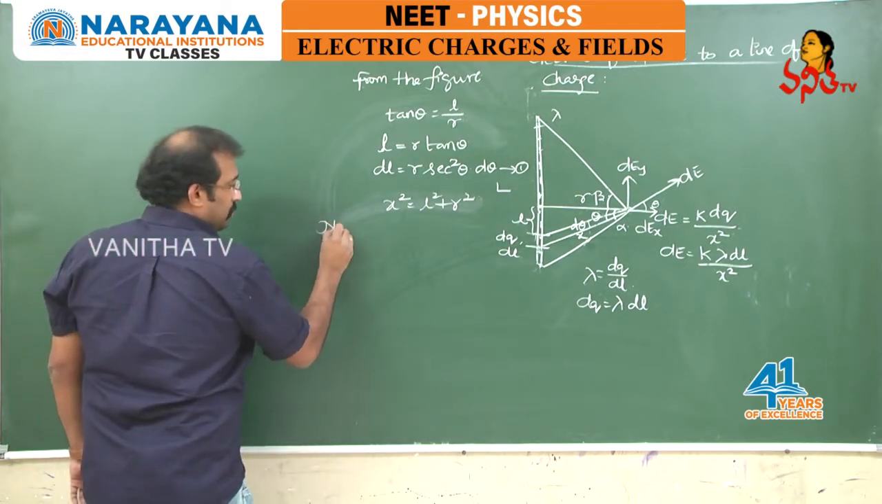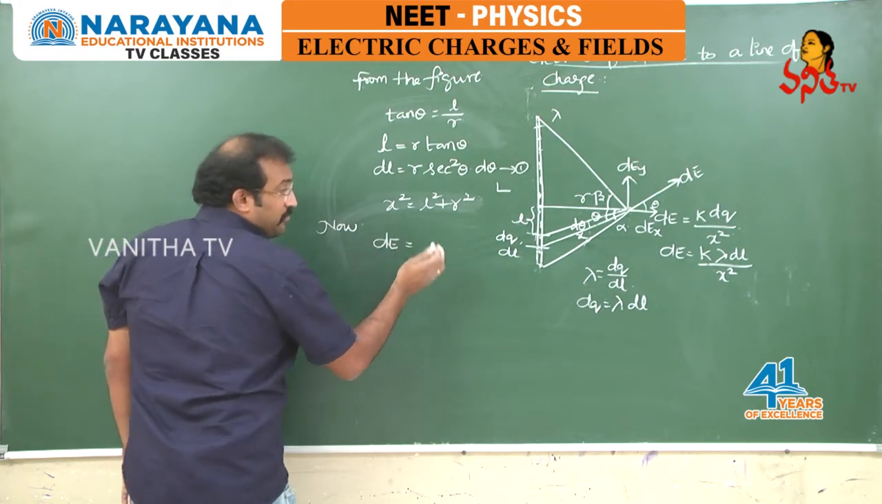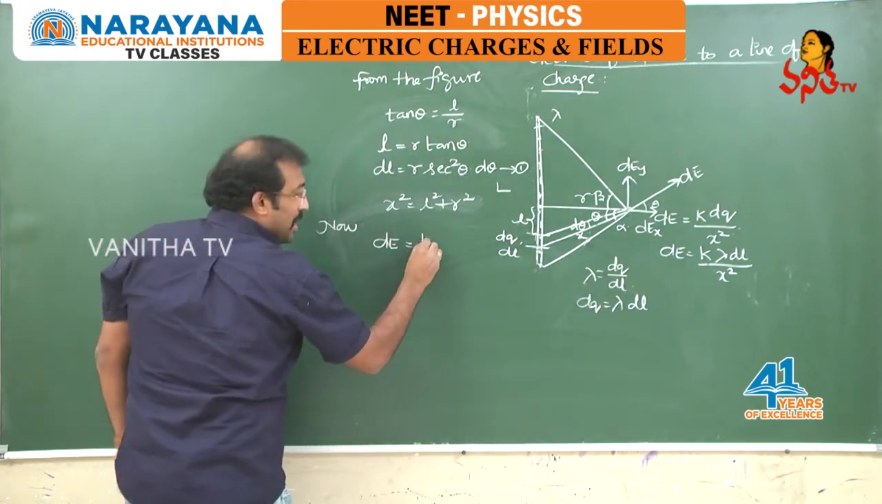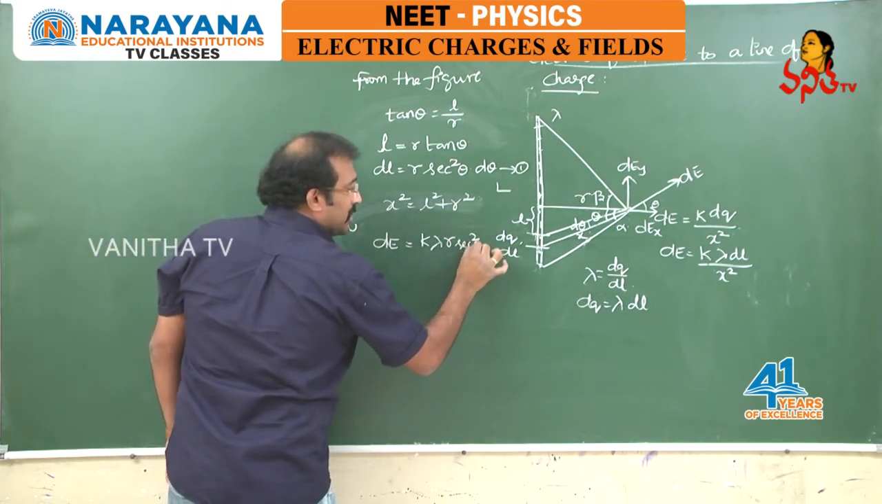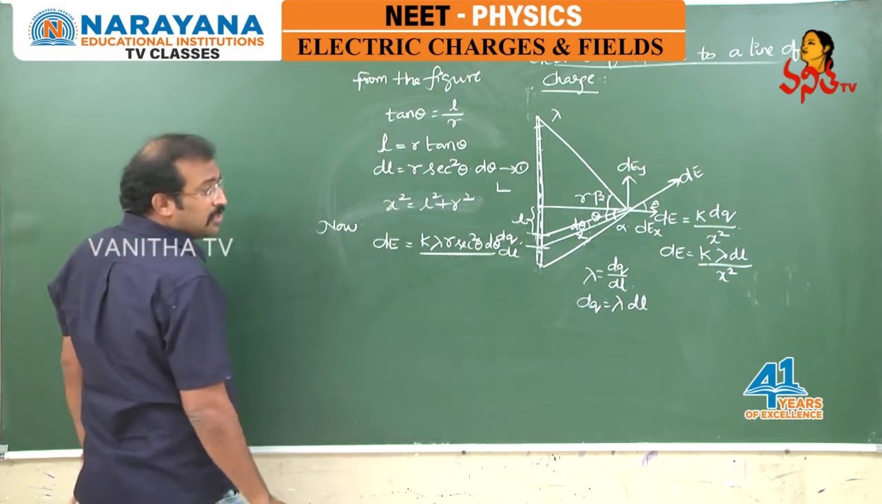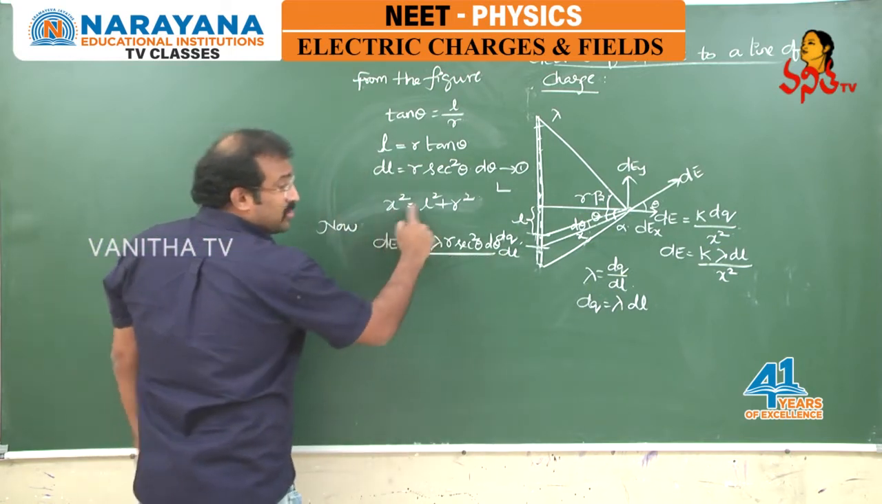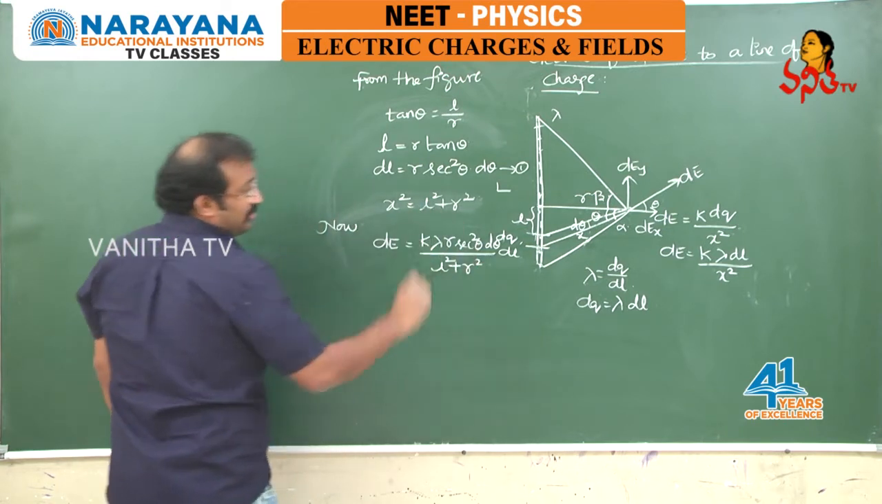Now how to calculate the field? dE is equal to, from this equation, k lambda into dl, which is R secant square theta d theta, by x square, that is L square plus R square.